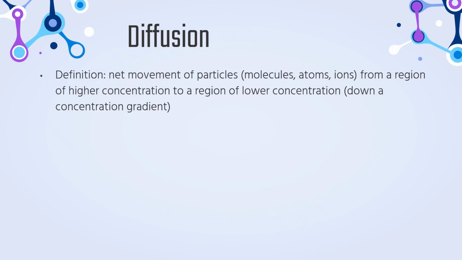Now this is the definition. The important word to note is the word net. Diffusion is defined as the net movement of particles. You can use particles or molecules, whichever way you want. From a region of higher concentration to a region of lower concentration. So the movement of particles has to be from high to low. And we also use the words down a concentration gradient to illustrate diffusion.